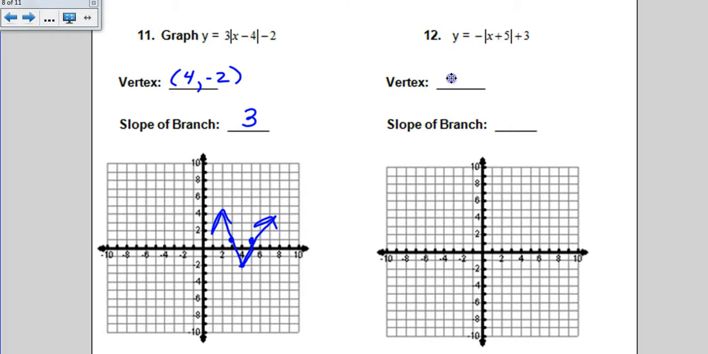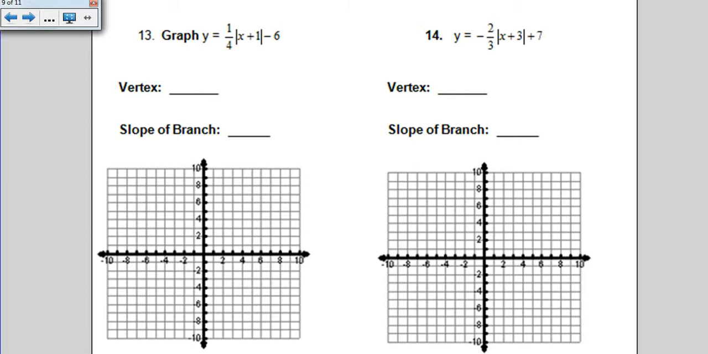The next problem, the vertex, remember, think opposite, it's at negative 5, comma 3, and the slope is a negative 1 out in front. So negative 5, 3, be right here. Now for your slope of negative 1, that means we're going to travel down 1, right 1, but we're also going to travel down 1, left 1 to keep it symmetrical. So you're going to notice this absolute value graph has been flipped or reflected upside down, which is what we knew happened when you threw a negative in front of it.